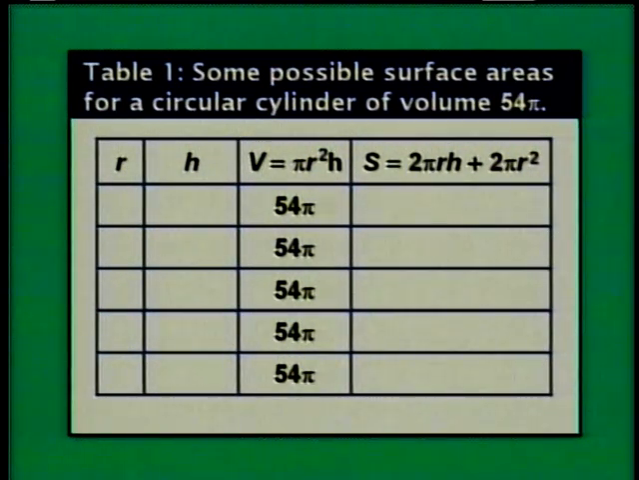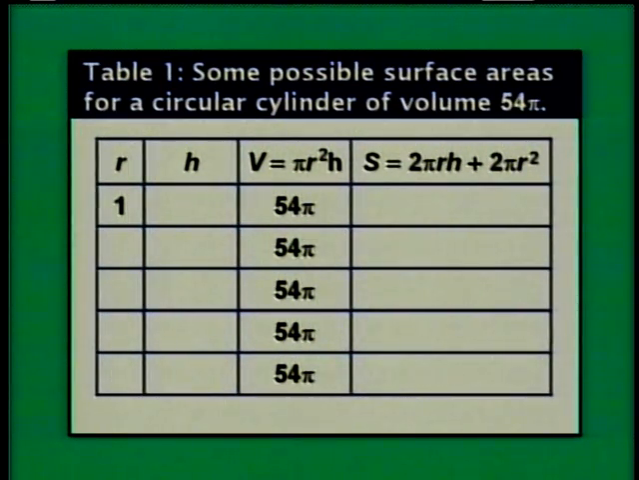Now my number 54 pi is probably not a very realistic volume. We're probably not going to measure volumes of 54 pi. Pi is an irrational number. But I've chosen this volume to make it easier to see the numbers in my computations in deciding, given a radius, what's the height and what's the surface area. So I'm going to start with a radius of 1.